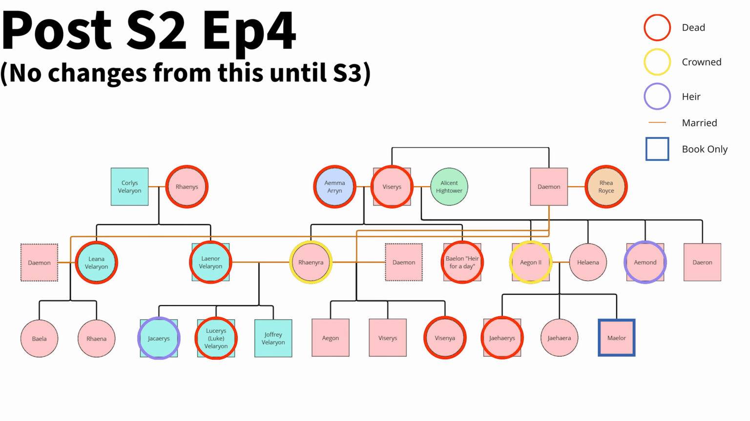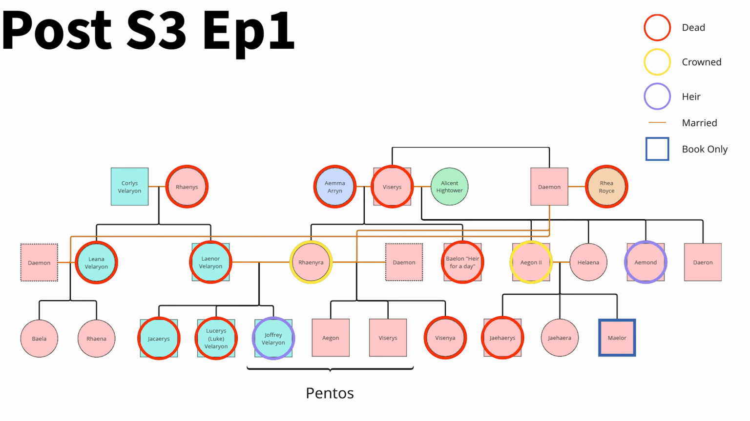All right, so if you have not seen season 3, I would stop watching here because this next update is going to be the only update for season 3 so far. It's going to be the end of episode 1. Switching to that now. And again, a pretty small update. The only thing here is Jaehaerys has died. I just now noticed I don't have Jaehaerys' last name on there, but he's a Valyrian like all the rest. You can see because of the background.